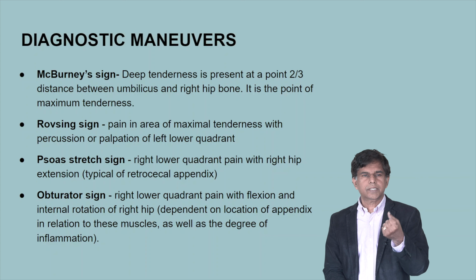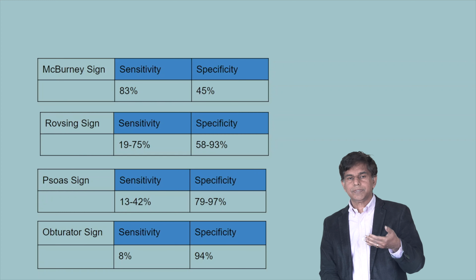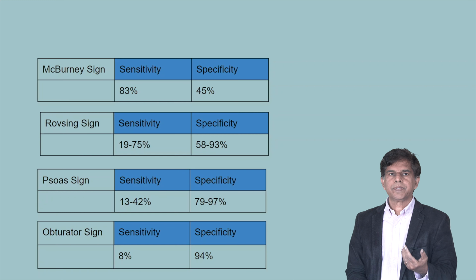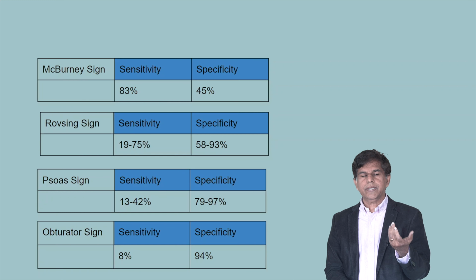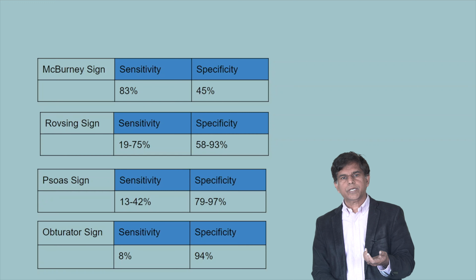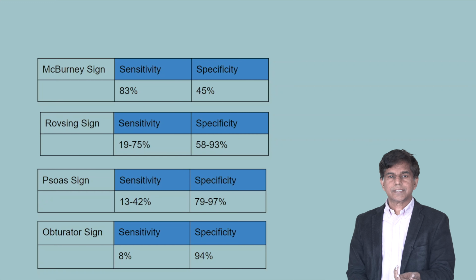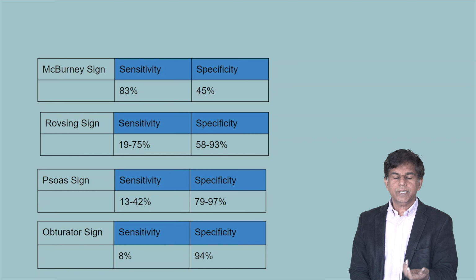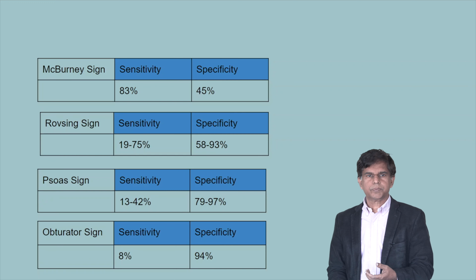Now, the next slide gives you the sensitivity and specificity of each one, okay? McBurney sign is 83% sensitive and specificity 45%. Rovsing sign, sensitivity 19 to 75% and specificity 58 to 93%. And psoas sign 13 to 42% and specificity almost 97%. And obturator, you have 8% and 94% respectively. It's good to know each of the tests, like what the sensitivity and specificity are.